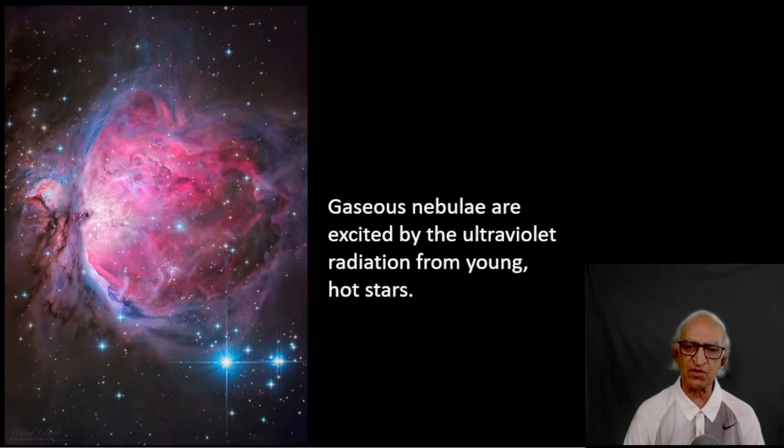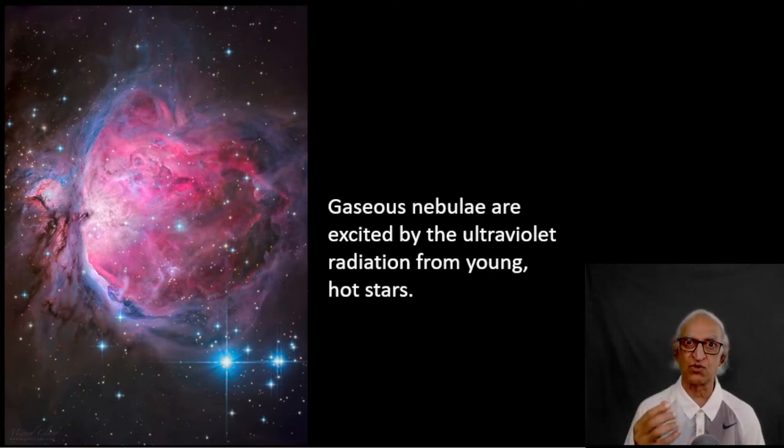How are gaseous nebulae excited in the first place? As I said a while ago, the gaseous nebulae are excited by the ultraviolet radiation from young hot stars. The surface temperature of the sun is 6,000 Kelvin, and the peak of the black body spectrum is in the visible region. But if the temperature of the star is 20,000 degrees, then the peak of the black body spectrum will be in the ultraviolet.